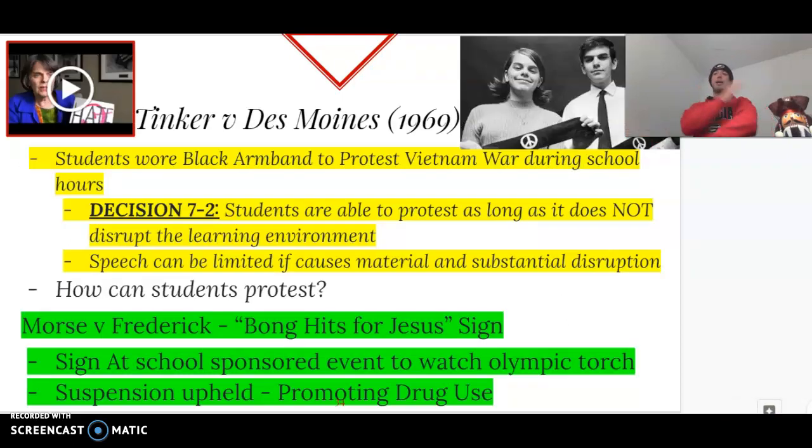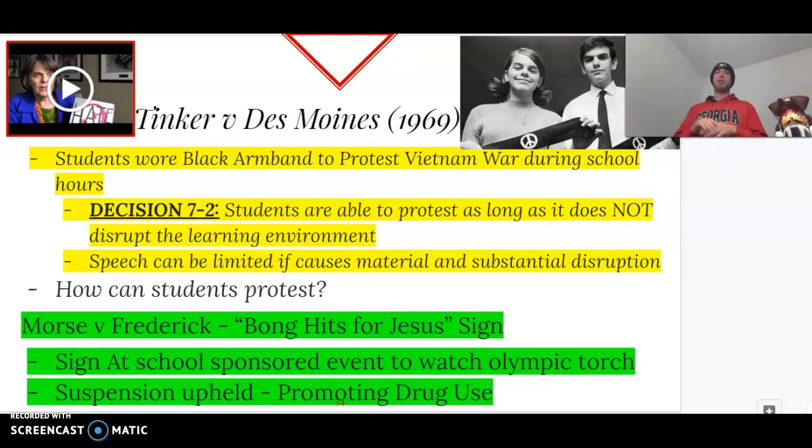Students wore black armbands to school to protest the Vietnam War. They were sent home and told, hey, don't come back until you decide you're not going to wear them anymore. Parents filed a lawsuit on their behalf, and in a 7-2 decision, it goes all the way up the courts. The districts upheld the school's decision. The circuit courts, I believe, also upheld.